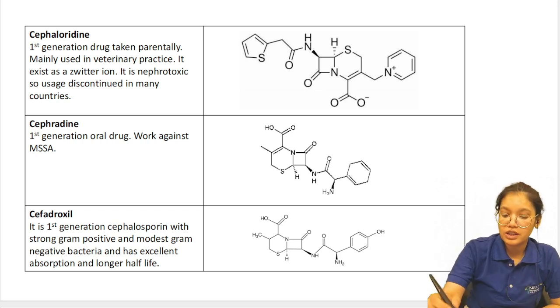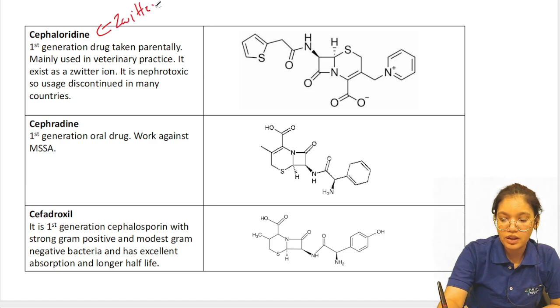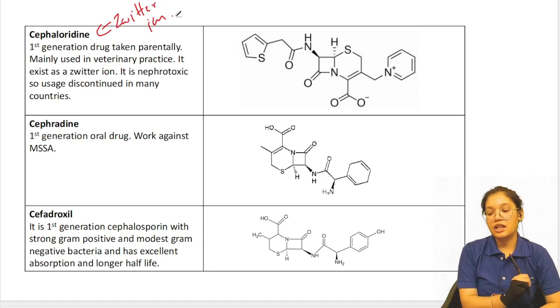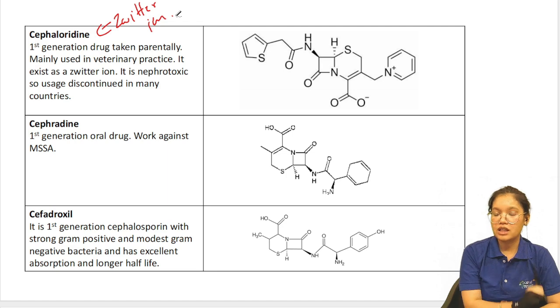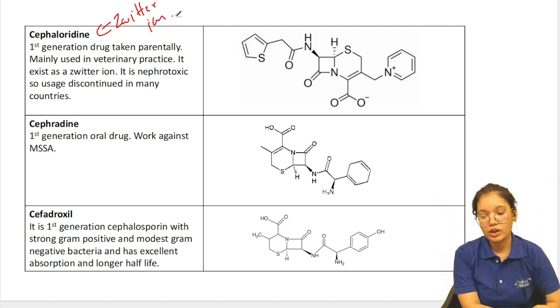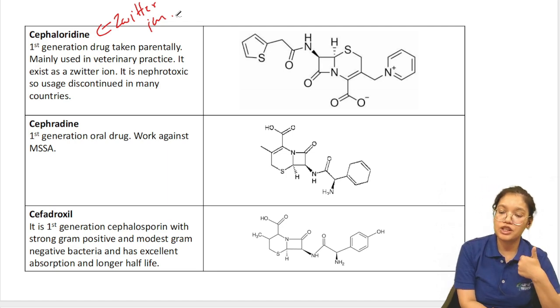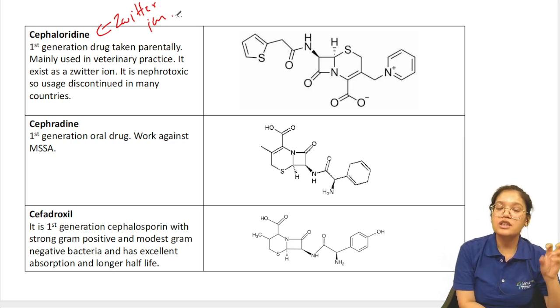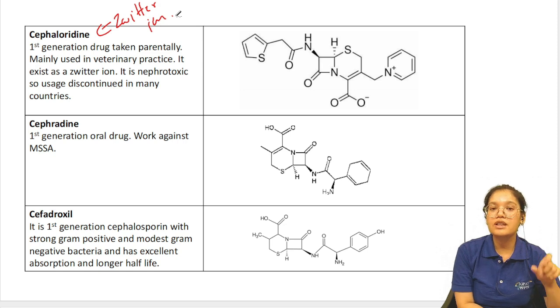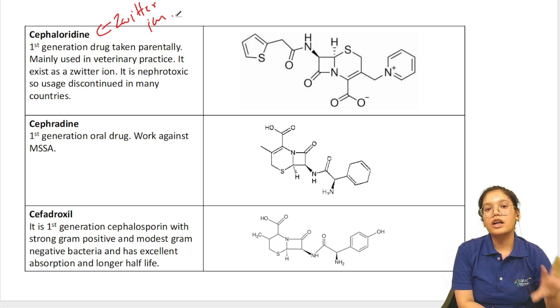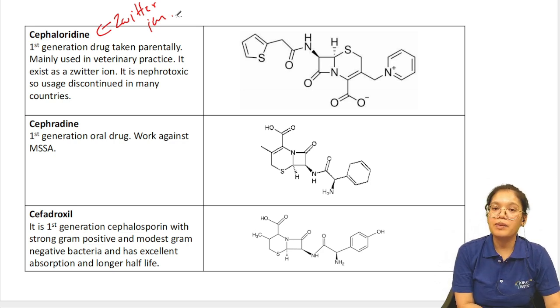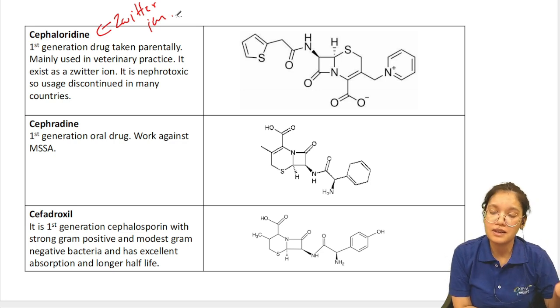Okay. Now moving forward towards the next drug, that is cephaloridine. Cephaloridine is a zwitterion, that means it contains both the positive and the negative charge in its structure. This particular cephalosporin drug is now not used very widely in humans due to its severe side effects like nephrotoxicity. So it is also banned in many countries due to its severe side effects, and basically it is used in veterinary practices now.